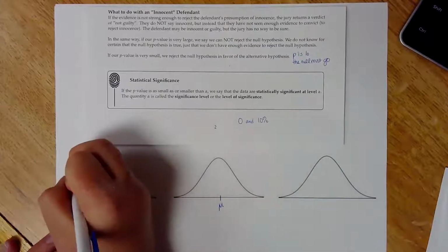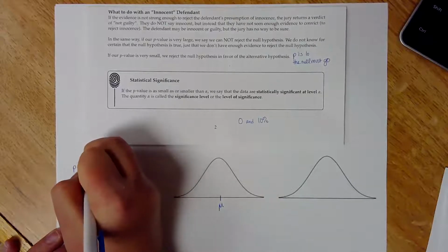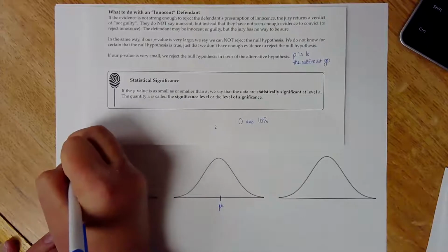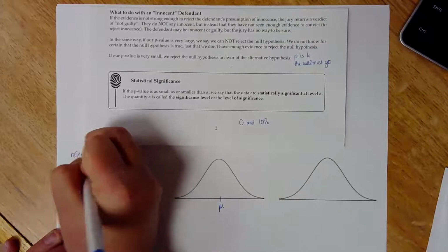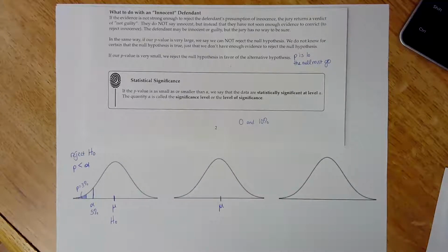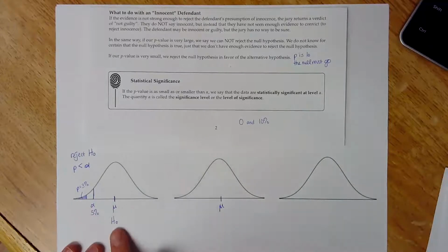Okay, so my p-value is smaller than my alpha. Okay, and when that happens, I'm going to reject the null hypothesis. Okay, so in other words, I have evidence that I think my alternative hypothesis is likely true. Okay, so if p is smaller than alpha, we're going to reject the null.